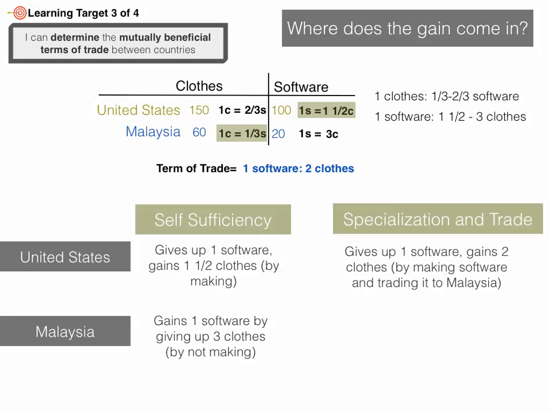For Malaysia, under self-sufficiency, they're gaining one software from the United States, but before specialization and trade, if Malaysia decided to make one software themselves, they would have to give up 3 clothes. That was their opportunity cost. Now, with specialization and trade, they're just sticking to making clothes. They're receiving one software from the United States, and they'll trade the United States 2 clothes in return. So here Malaysia benefits as well. In order to gain the same thing, one software, they're giving up less. Both countries gain because of specialization and trade.